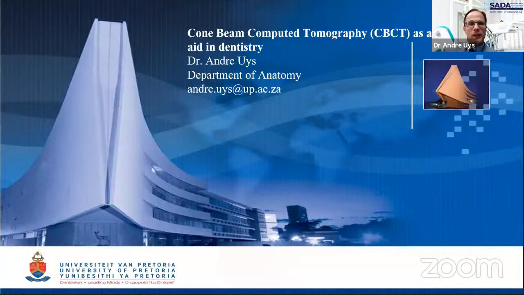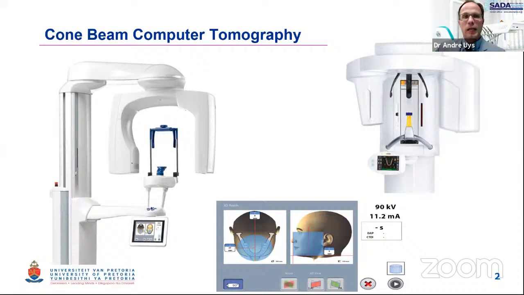To start off with, there are two examples of machines currently available on the market. The one on the left-hand side, I just want to quickly grab a pointer there. The one on the left-hand side is a machine manufactured by Planmeca, and the one on the right-hand side, Barcelona. What you can see from this is that these machines have basically got a similar footprint to a normal panoramic unit.